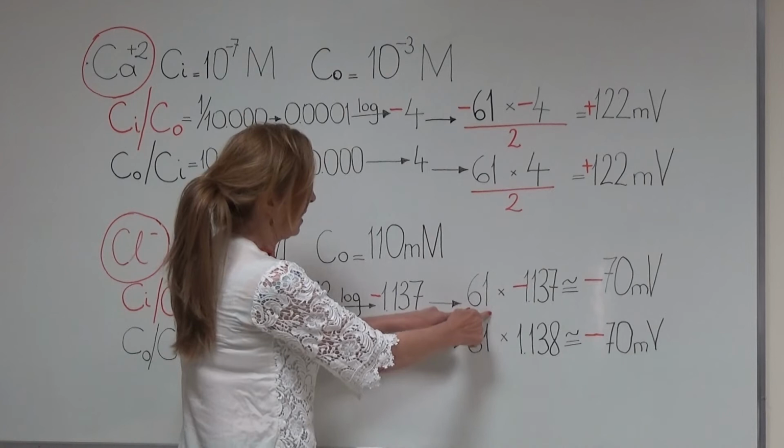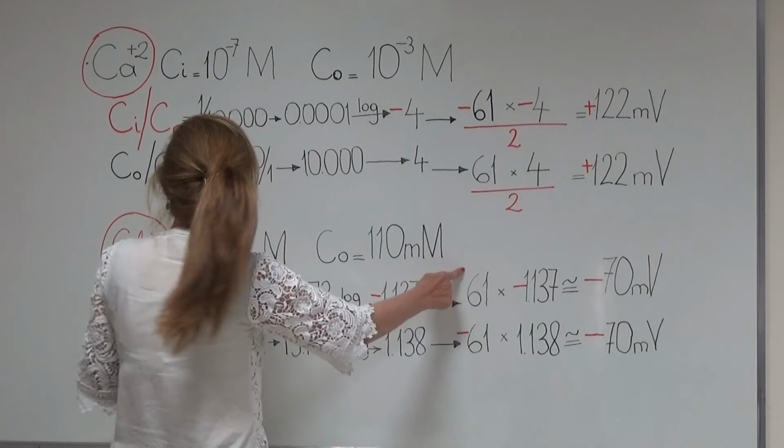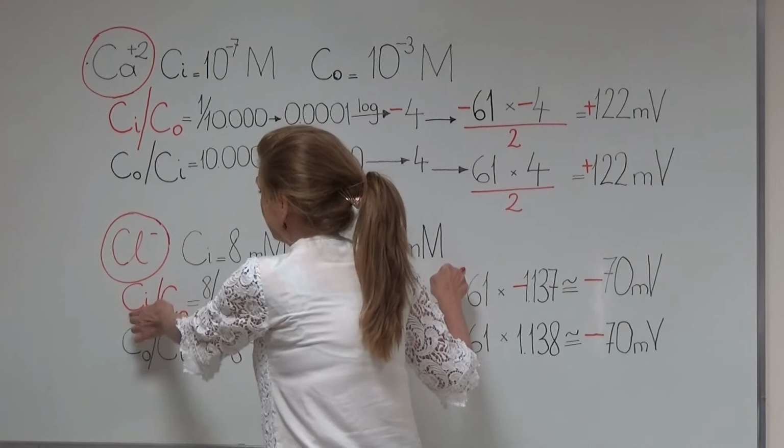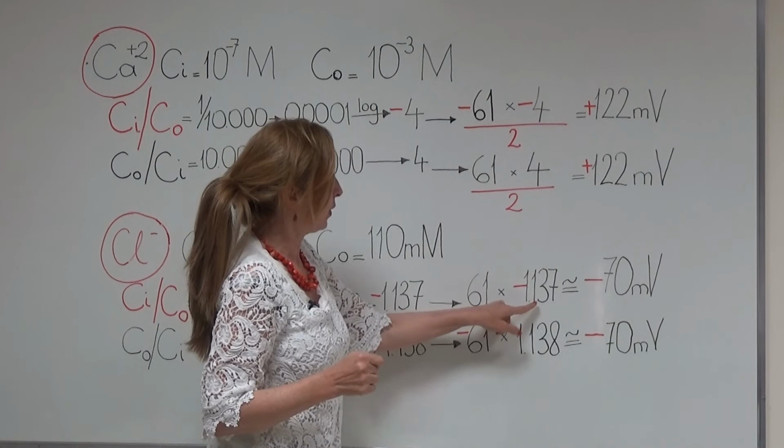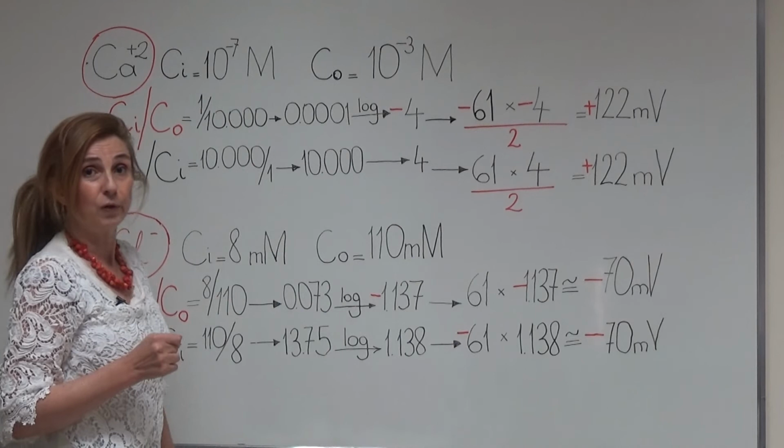Then the next thing we must be careful about is that we are dealing with an anion. If we are dealing with an anion with the internal concentration over the external concentration, we do not put a minus sign like we do for the cations. So it is plus 61 times minus 1.137, which is approximately minus 70 millivolts Nernst potential for chloride in this example.